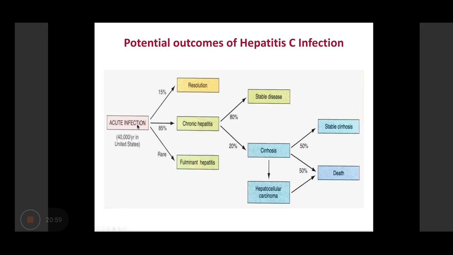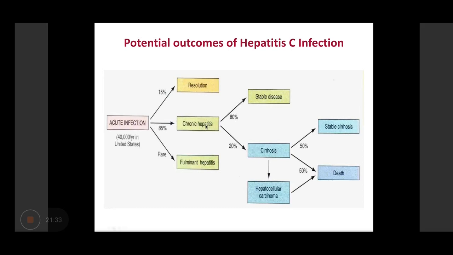And it is a subclinical phase which goes in 85% of the cases into a chronic infection. Very rarely is there a fulminant or a clinically significant acute infection. So most will go into chronic hepatitis phase. Now, observe over here that only 15% resolve, whereas 85% will go into chronic hepatitis. So unlike Hep B, where there is a large percentage which does resolve, in C, that does not occur.